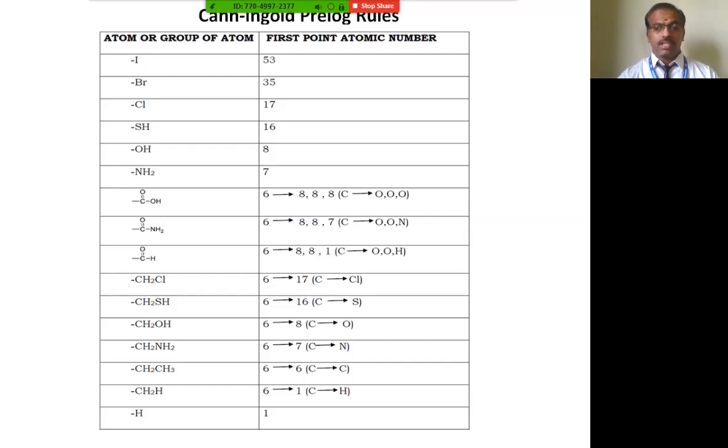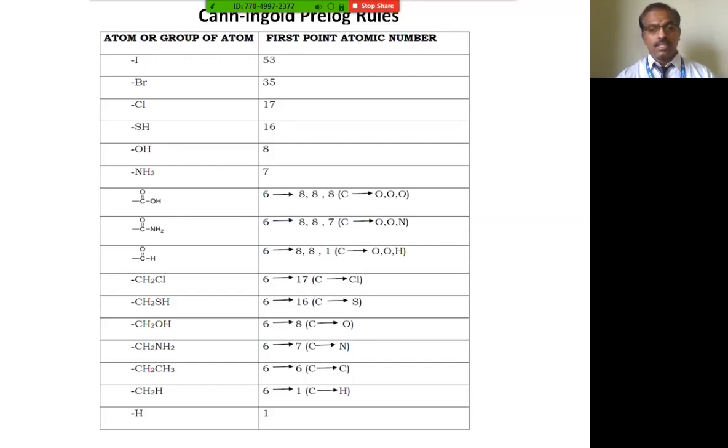So in the case of the carboxylic group, you can check it out here. C double bond O, then OH. Okay, C double bond O and the OH. That indicates that a carbon is attached by a double bond, meaning two oxygens, okay, then followed by one hydroxyl group. So that I have represented here: 6 is connected to 8, 8, 8. That means 6 is connected to oxygen, oxygen, and oxygen because of the double bond.